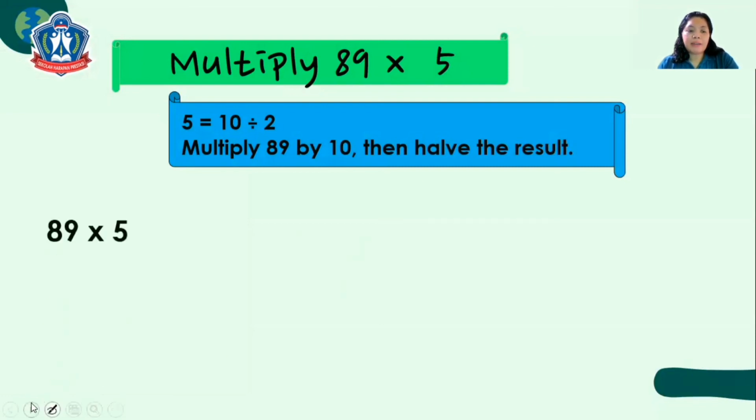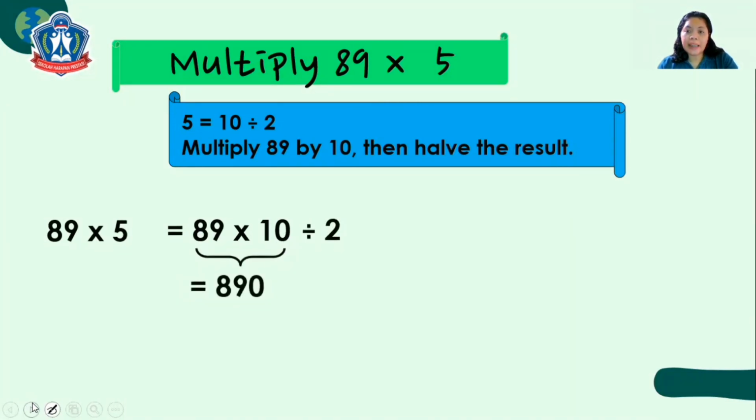So 89 times 5 is also equal to 89 times 10. Then the answer, let's divide into 2. So 89 times 10 is equal to 890. And let's halve it. And the answer is 445. So children, those are the ways on how to multiply creatively.